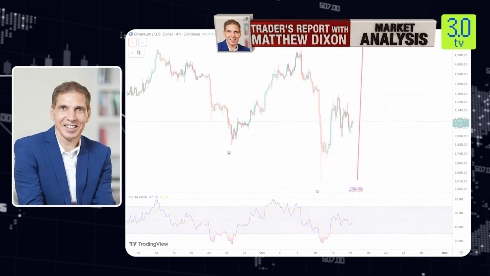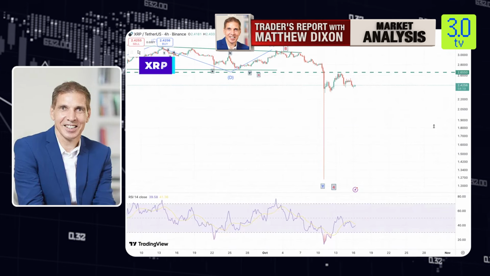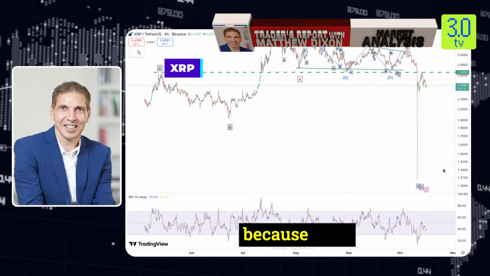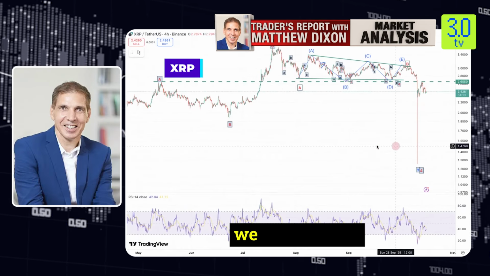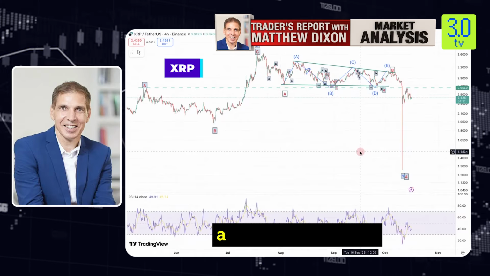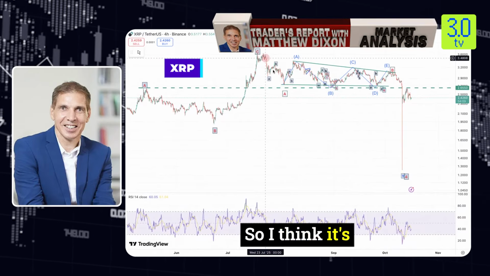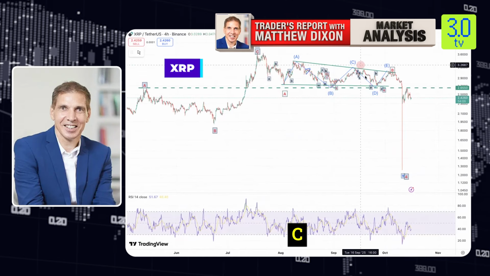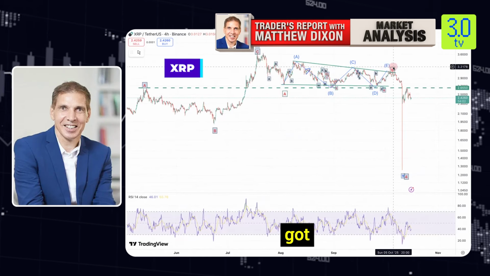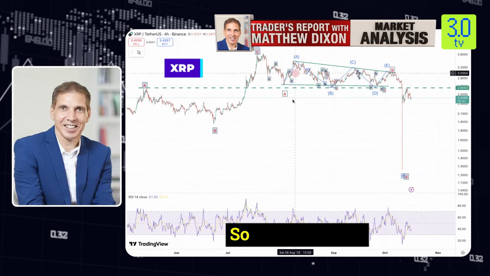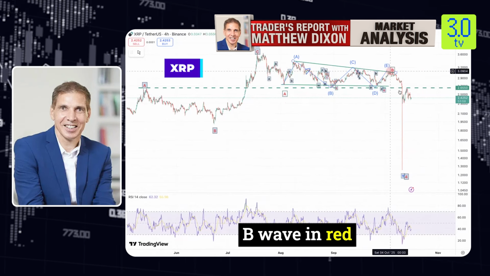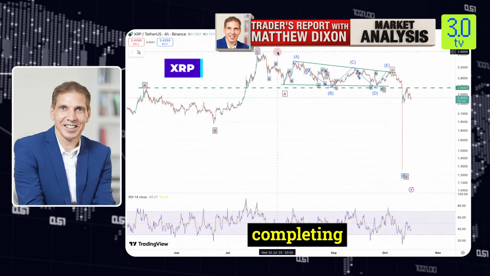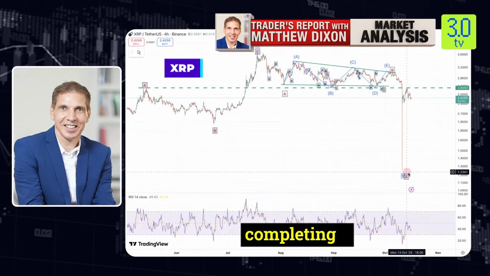And what supports that argument is XRP. XRP is a very interesting one because from the all-time high, we do appear to have had a triangle formation. So I think it's made up of an A wave down, and then we've got an A, B, C, D, E triangle. And then that's completed a B wave. So A wave in red, B wave in red, and then C wave in red to the downside, completing a Y wave, really.